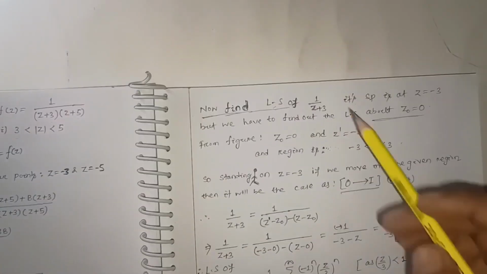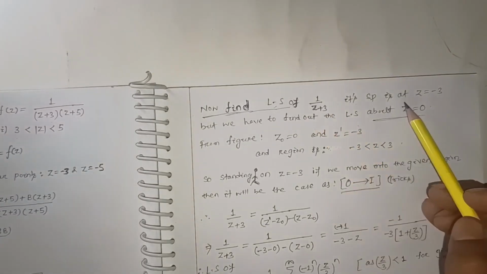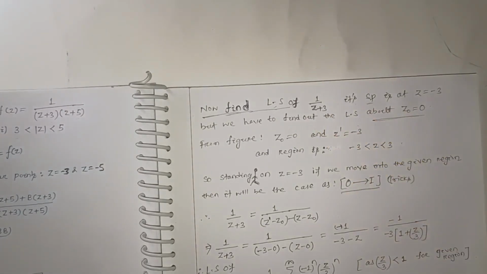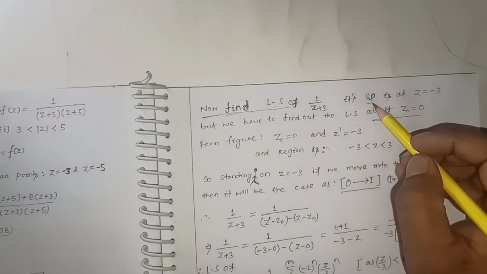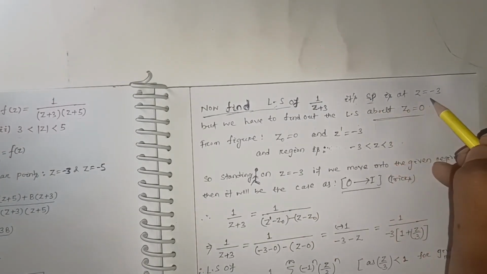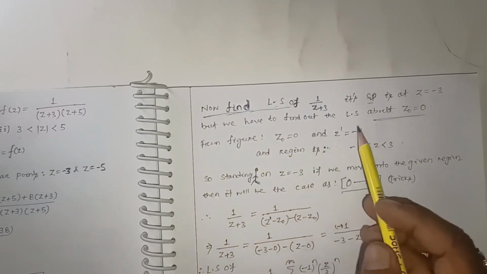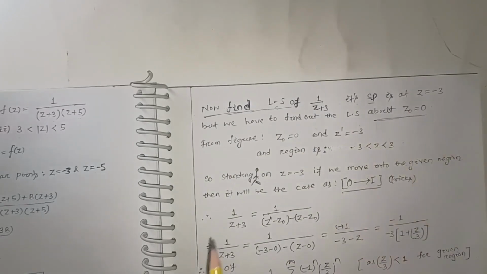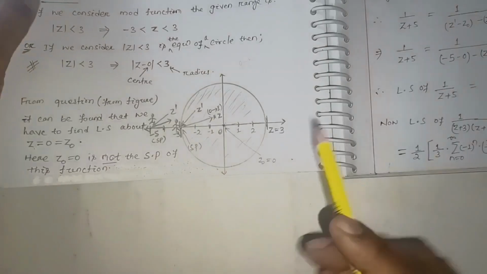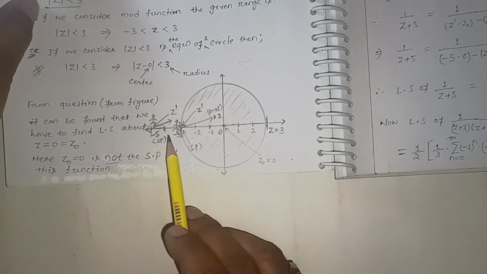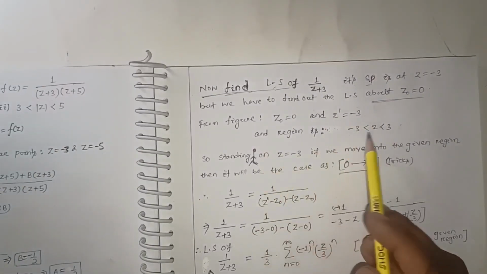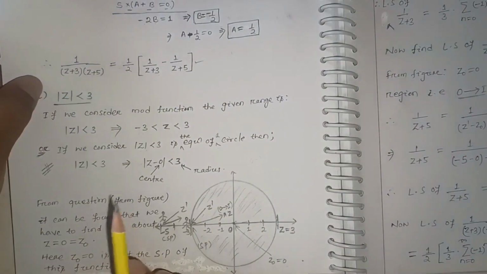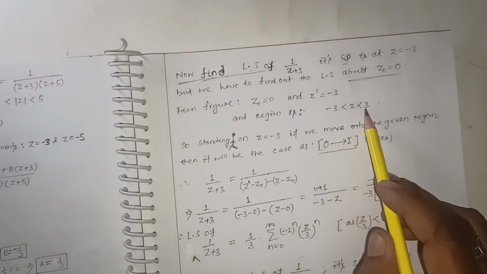Okay, so for this 1 by z plus 3, clearly the singular point, SP means singular point, wherever I write SP, you consider that as the singular point, is at z equal to -3. But we have to find the Laurent series about z0 equal to 0. So from the figure you can see z0 is 0, z dash will be -3. So z dash is -3 and the region is -3 to +3. Already we discussed the range is -3 to +3.